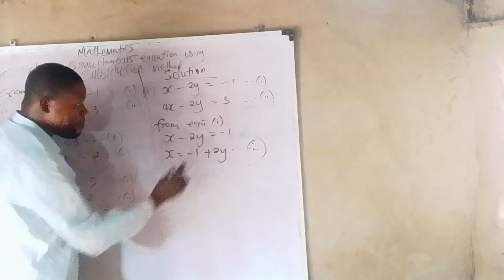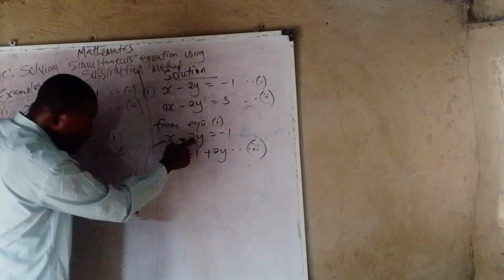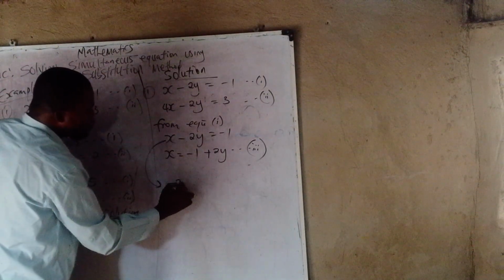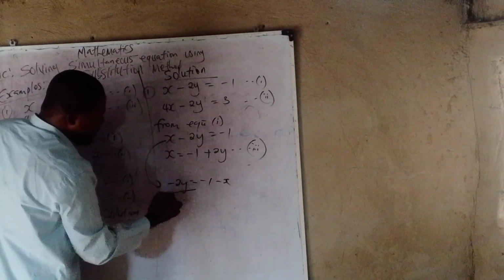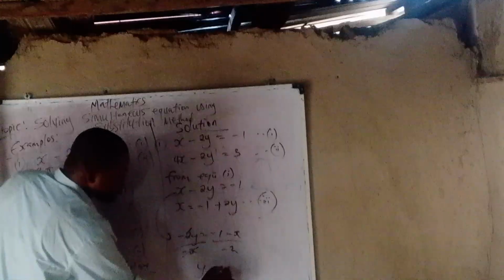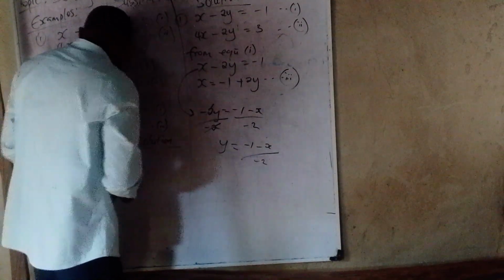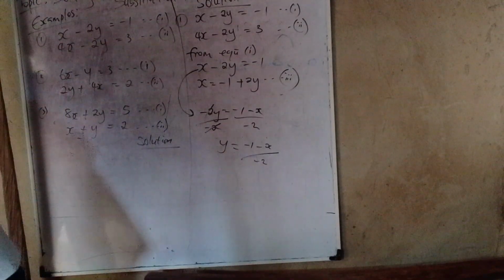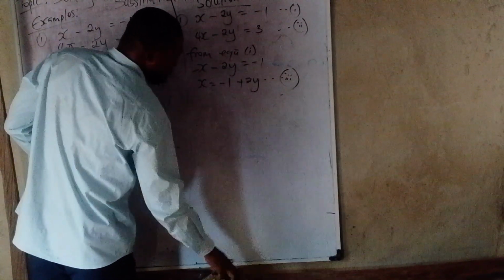If you now want to make y from here, what you will have to do is, assuming I want to make y from here, I will now have minus 2y equal to minus 1 minus x, since x will come and change to minus x. If I divide by minus 2, here by minus 2, I have y equal to minus 1 minus x over minus 2. But this is not what I want for myself.